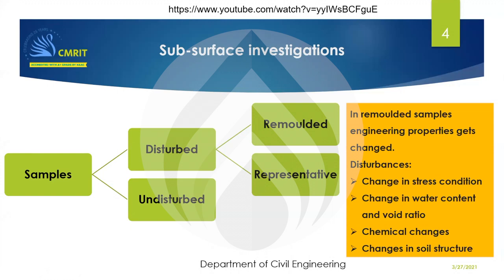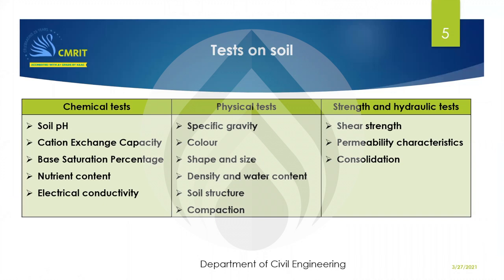So whenever it is disturbed, the water content, the density, everything, we cannot ensure is maintained the same. Generally, the tests carried out on soil, I think Sir has also emphasized. So we have chemical tests: pH, cation exchange capacity, base saturation percentage, nutrient content, electrical conductivity, and we can even determine the composition and different constituents. XRD, SEM, all those things will be highly helpful in determining the chemical characteristics of the soil.